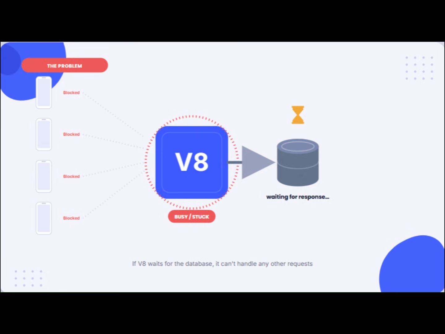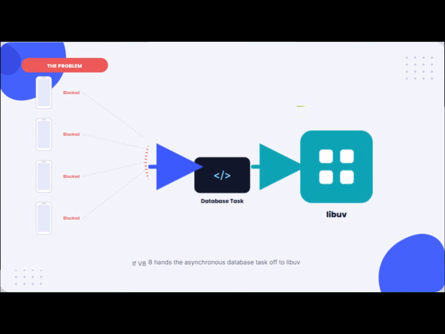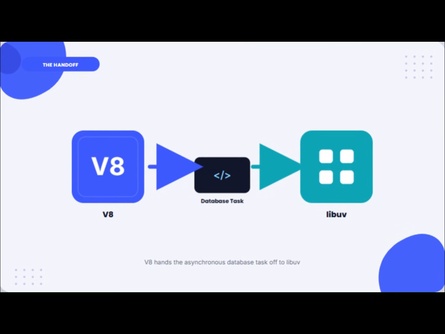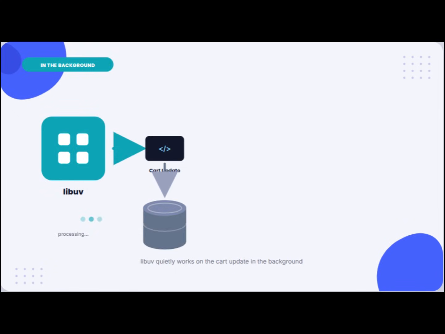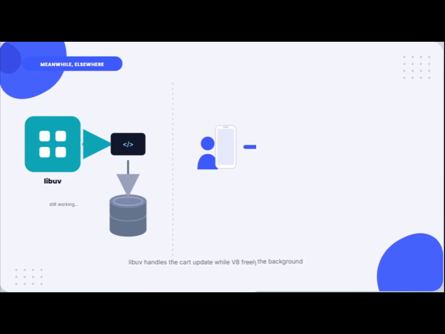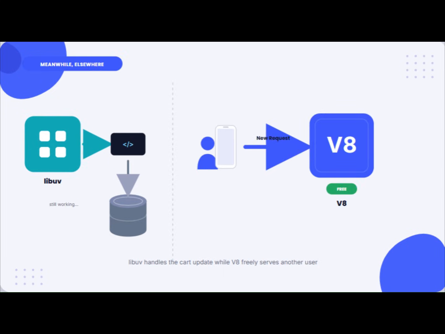So instead, V8 hands this task to libuv. Libuv is built exactly for this. It handles the specific operations like storing the headphones in the add to cart list in the database. The moment V8 hands it off, its hands are free again immediately. Here is the important part now. While libuv is quietly working on your cart update in the background, V8 isn't just waiting around either. It goes and picks up someone else's request, maybe another visitor searching for shoes. This is exactly why one Node.js server can serve thousands of people at once.